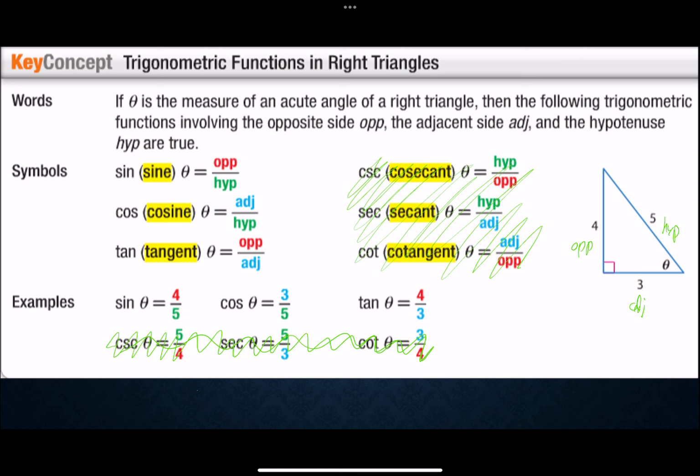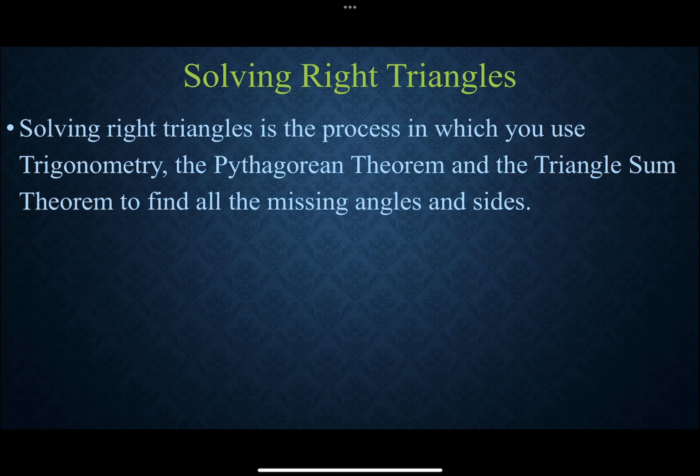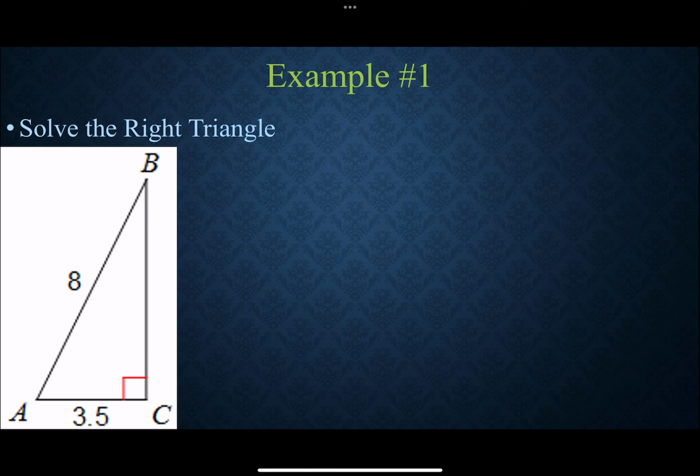A handy way to remember this is your SOHCAHTOA. Easy way to help remember: sine is opposite over hypotenuse, cosine is adjacent over hypotenuse, and tangent is opposite over adjacent. Now we're going to use this information as well as your Pythagorean theorem and your triangle sum theorem, which adds up all angles to be 180, to find all the missing sides and missing angles of any right triangle we're given. So there's going to be 2 scenarios, really.